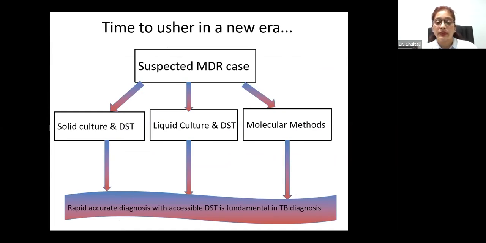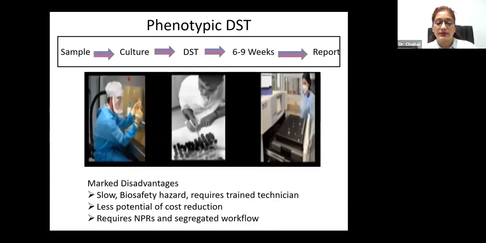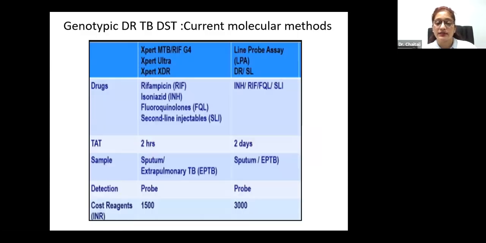But now it is time to usher in a new era of TB diagnosis. As we all know, culture has marked disadvantages: no one can wait 3 to 6 weeks if it is a liquid culture, and 8 weeks if it is LJ. It is slow, has a biosafety hazard, and requires trained technicians. It has less potential for cost reduction and requires negative pressure rooms and segregated workflows.